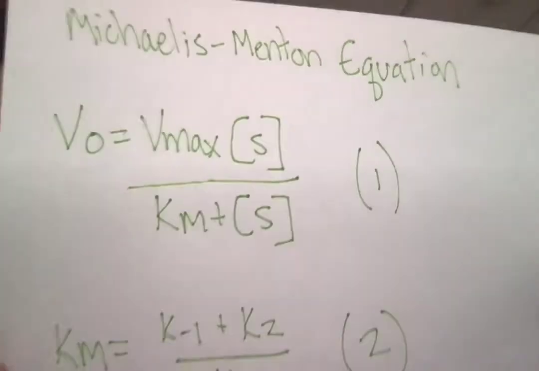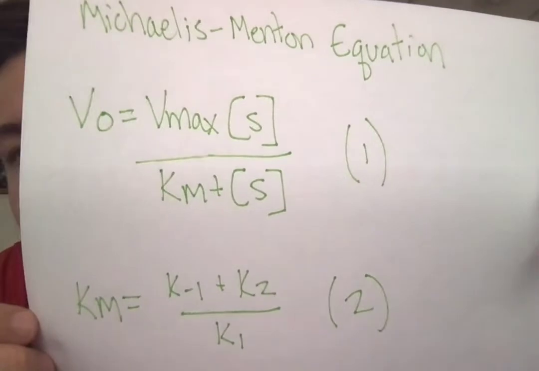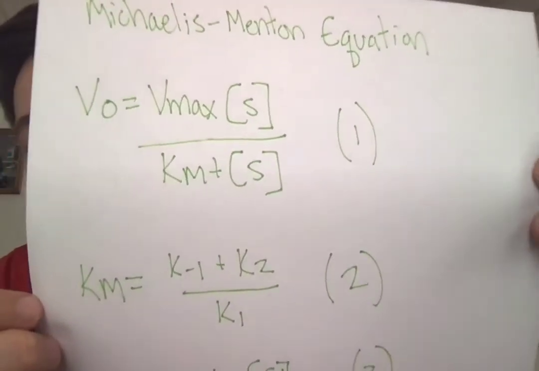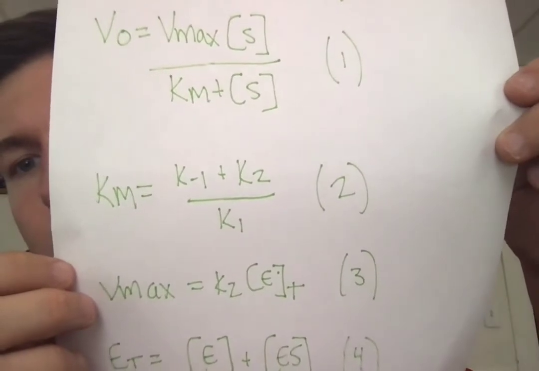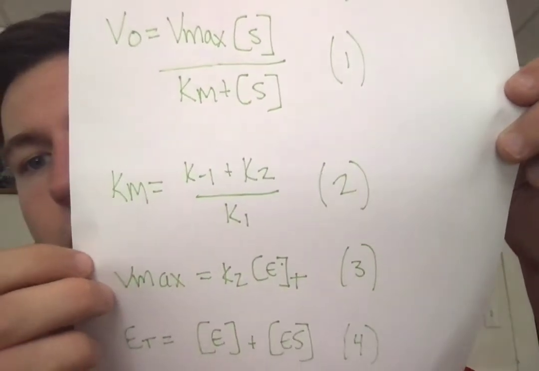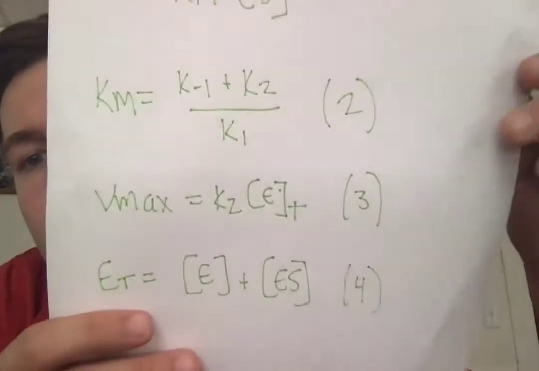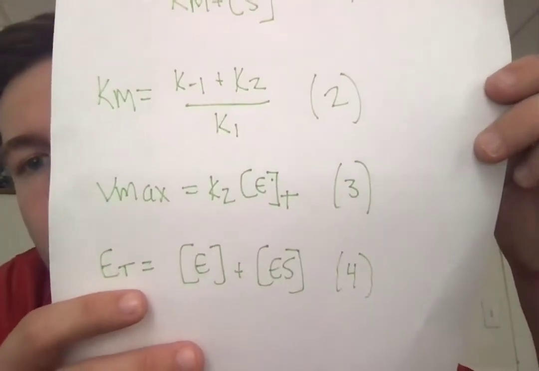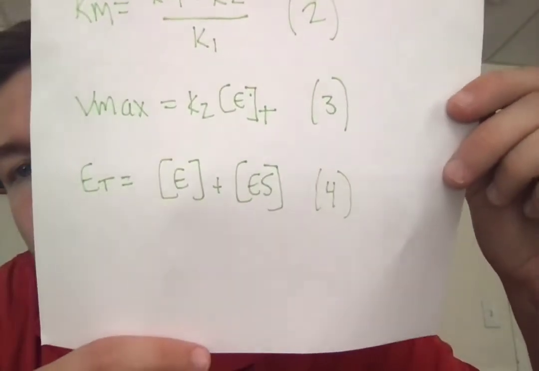And these formulas are the ones that have been provided for us. First off, we have V0 equals Vmax times S over Km plus S. Secondly, we have Km equals K negative 1 plus K2 over K1. And then we have Vmax equals K2 times ET. And then ET equals E plus ES.